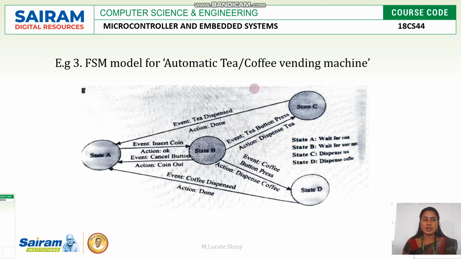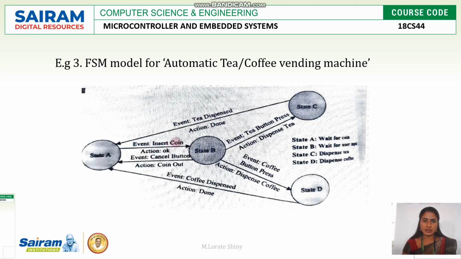The second example is the FSM model for an automatic tea coffee vending machine. Okay. So here we have 4 states: state A, B, C, D. State A is wait for coin, state B is wait for user input, state C is dispense tea, state D is dispense coffee. Initially the system will be in state A, which means it is waiting for the coin. So the user inserts the coin.